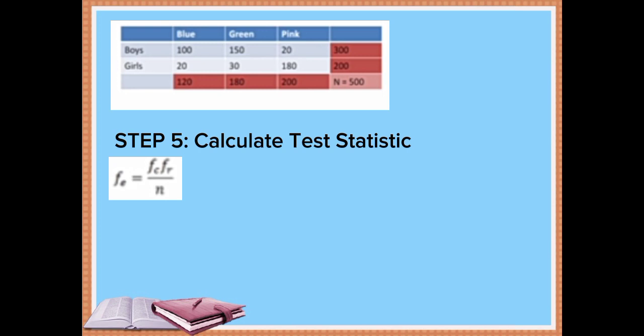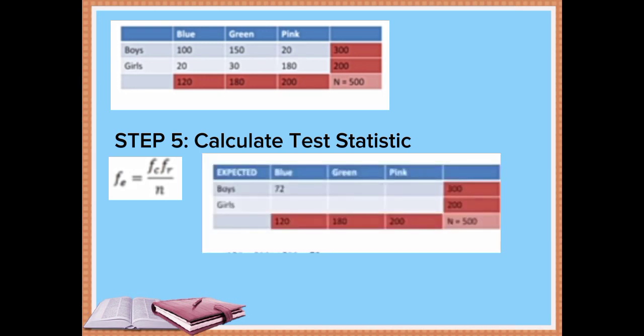For example, let's say we wanted to find how many boys are expected to have chosen blue as their favorite color. We take the column total for blue, which is 120, multiply it by the row total for boys, which is 300, and we divide by the total number of subjects, which is 500. And we find out that this is 72. We would have expected 72 boys to choose blue as their favorite color. And then we can continue that to get the expected value for all 6 cells.